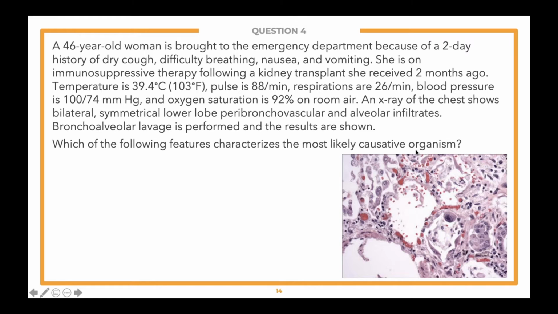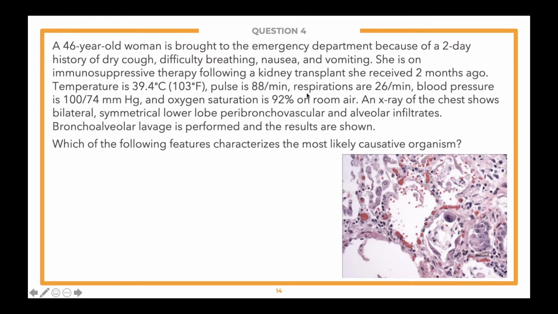An X-ray of the chest shows bilateral, symmetrical, lower lobe, peribronchovascular, and alveolar infiltrates. Bronchoalveolar lavage is performed, and the results are shown. Which of the following features characterizes the most likely causative organism?